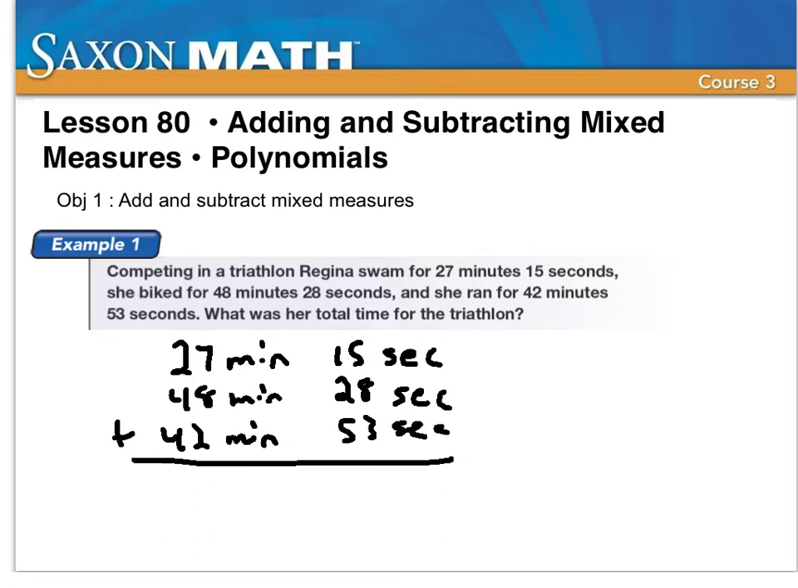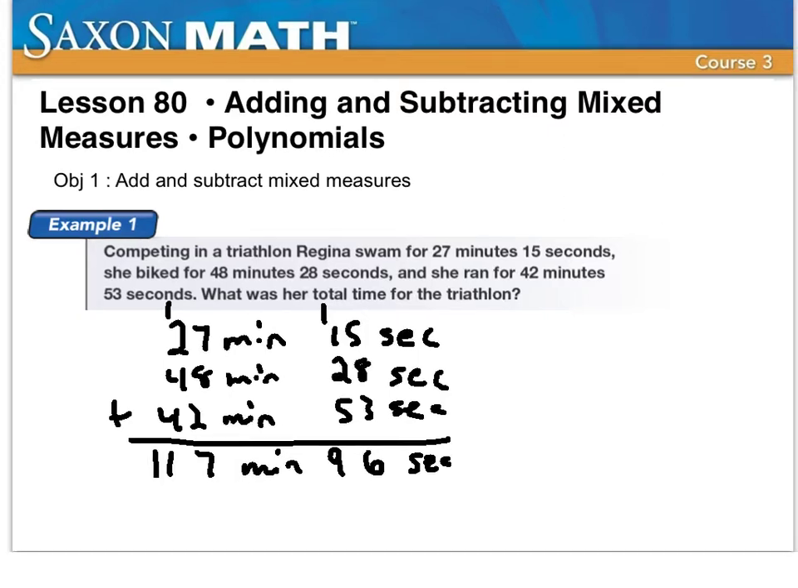Okay, well the very first thing that I want to do is add my seconds all together. So 5 plus 8 is 13, plus 3 is 16. Put our label here. Carry the 1. We got 2, 4, and 9. Then we're going to add up our minutes here. 7 plus 8 is 15, plus 2 is 17. Carry the 1. 1 plus 2 is 3, plus 4 is 7, plus 4 is 11. So we have 117 minutes and 96 seconds.